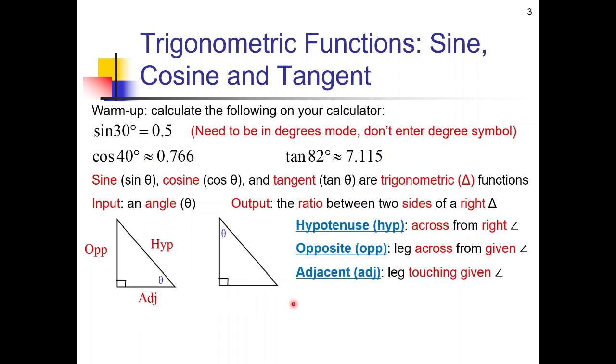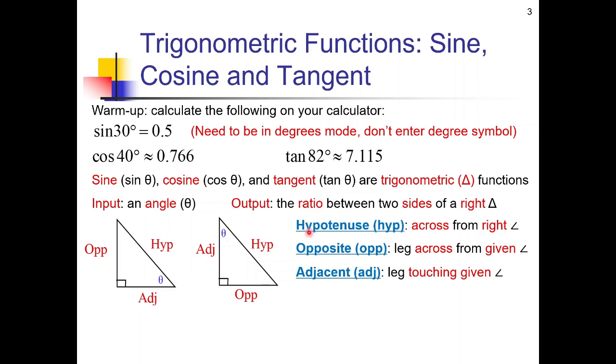So pause the video real quick and see if you can label the different sides of this other triangle. All right, so here's our hypotenuse. Opposite side is going to be across from the given angle, so that's now down here. Notice it changes as you change where you're sitting at the table here. And then the adjacent side is again touching the angle. It's one of the right angle legs that's actually touching the given angle here.